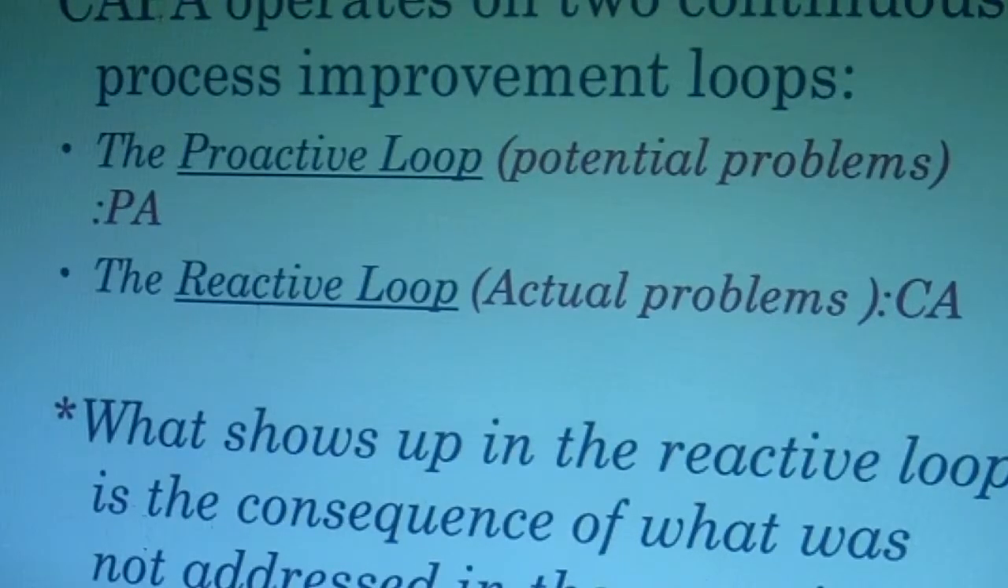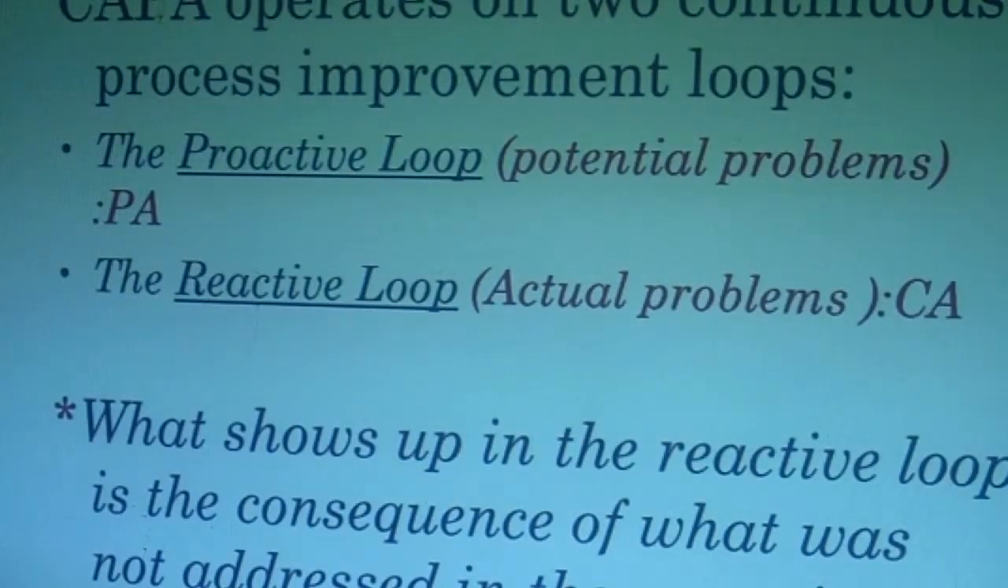And this is the most important point of all. What shows up in the reactive loop is the consequence of what was never addressed in the proactive loop. If you find things before they happen and you address them, if you look at symptoms and address the symptoms before the disease really sets in, you save yourself a lot of headaches and a lot of money. You save yourself a lot of pain because you're not waiting for the disease to hit, then reacting to the disease. Okay, that is very important.